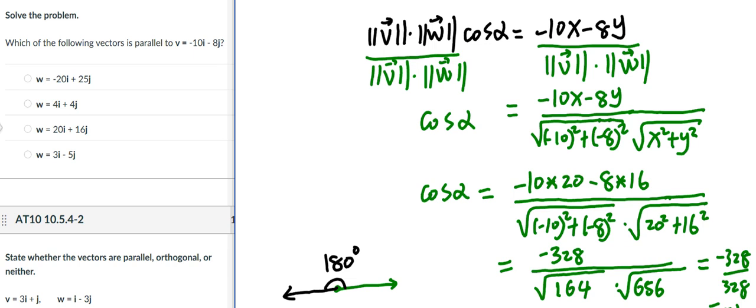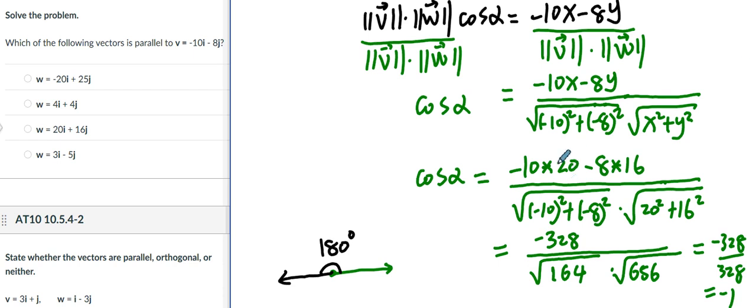Upstairs is negative 10 times 20, which is negative 200. And then negative 8 times 16, that's negative 128. So upstairs is negative 328. Downstairs, 100 plus 64 is 164, and 20 squared is 400, plus 16 squared, which gives 656. Then you can calculate downstairs, which is 328. Upstairs is negative 328, downstairs is 328. So you have negative 1.